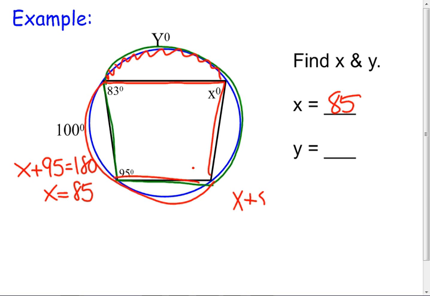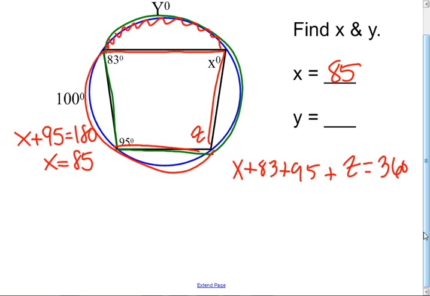x plus 83 plus 95 plus z equals how many degrees? 360. And I know what x is. x is 85. So 85 plus 83 plus 95. Let me fix that. Plus 95 plus my unknown angle equals 360. Anybody get a calculator out and tell me what big Z is? I don't know. I don't remember. You guys have calculators. Get your calculator out and figure it out.